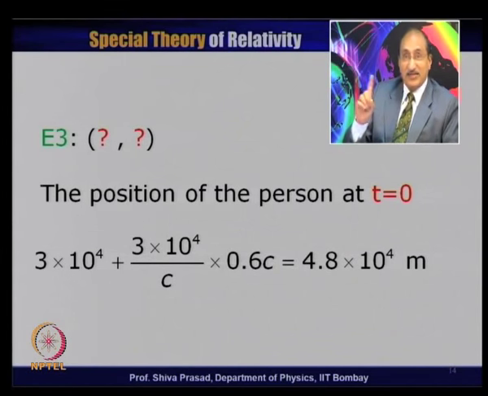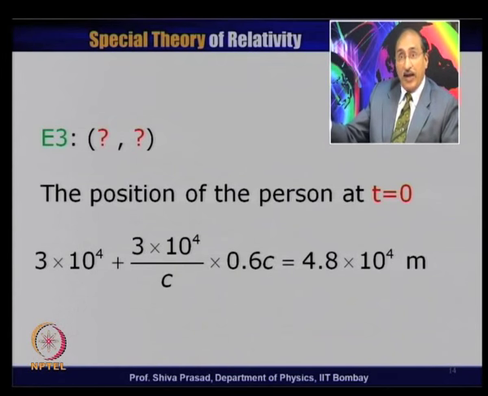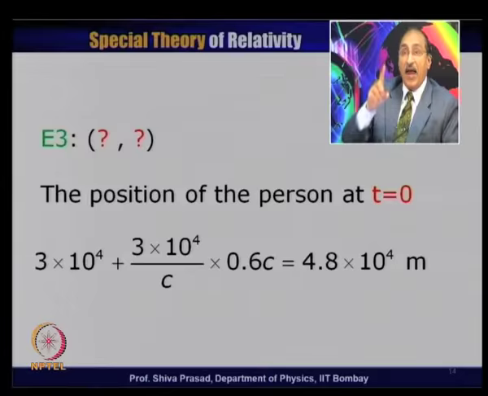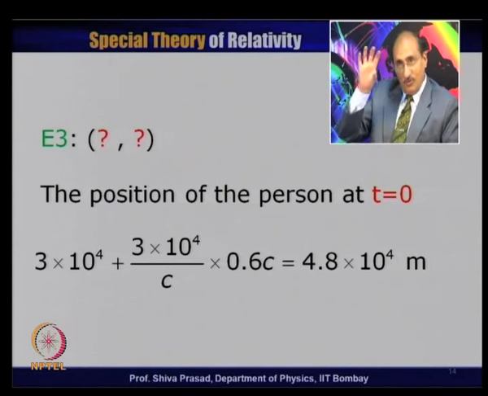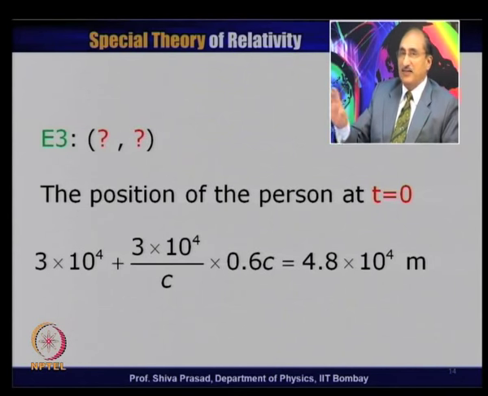But remember, this is still not x3, because the x3 event involves catching the person. It will take still further more time before the ambulance will be able to reach, because this is the time when the ambulance was still at the origin of H. So, it will take a further certain amount of time for the ambulance to reach this person. Therefore, obviously, what I have calculated here as 48 kilometers is not x3. I still have to find out x3.